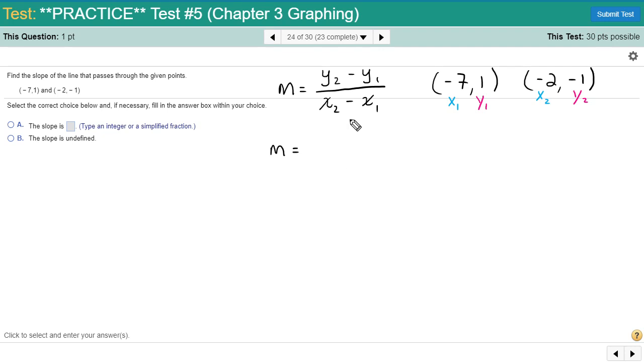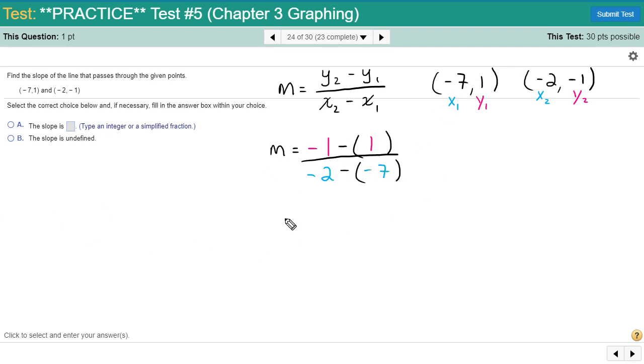So we have m is equal to, well, what's y sub 2 based on how we labeled our points? Y sub 2 is -1 minus, which comes from the formula, y sub 1. Well, what's y sub 1 based on how we labeled our points? Looks like a +1 over x sub 2. How did we label? Well, based on how we labeled, x sub 2 is -2 minus x sub 1, which from our labeling, is -7.